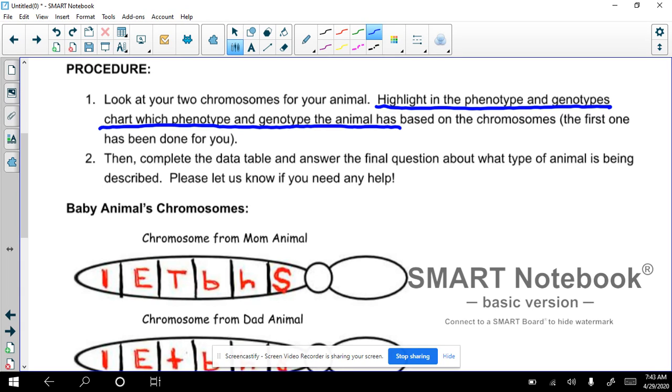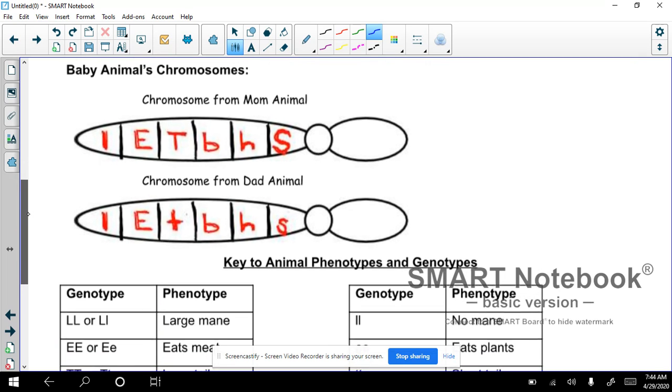So, we're going to look at their chromosomes and figure out the phenotype and the genotype. Then we're going to complete a data table, which is on the next page. And finally, the very last thing is answer a final question about what type of animal is being described. Okay? So let's move down and look at our chromosomes.